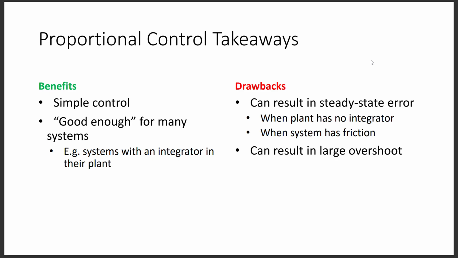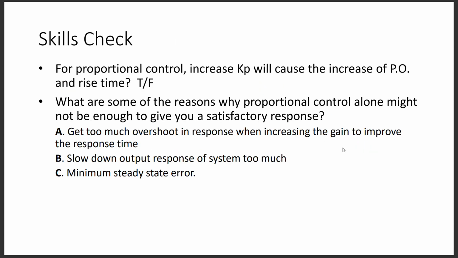So the takeaways from proportional control: the benefit of it is that it's simple, it's good enough for many systems, and it increases the speed of the system. The drawback is that it can result in steady state error and large overshoots.